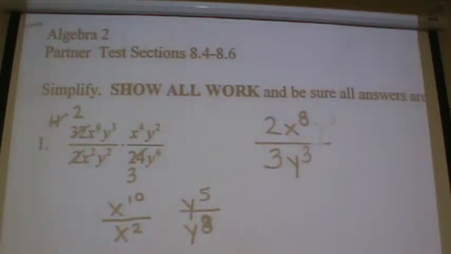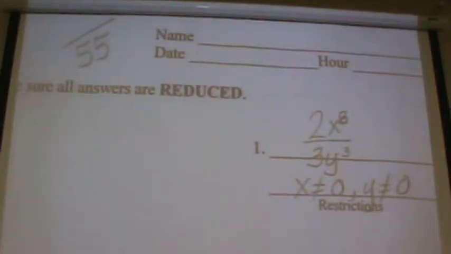Here's the answer. It's 2x to the 8th, 3y to the 3rd. And your restrictions are x can't be 0 and y can't be 0.